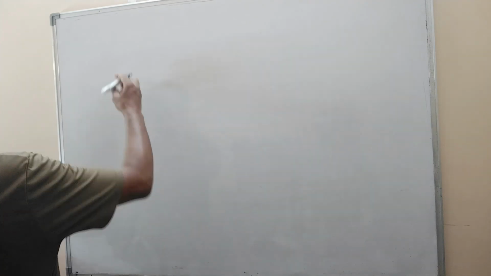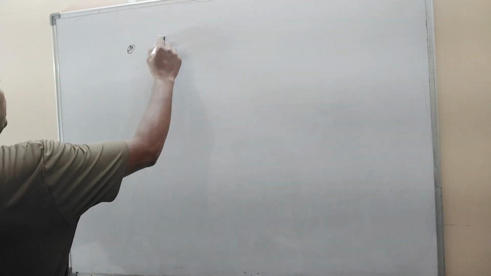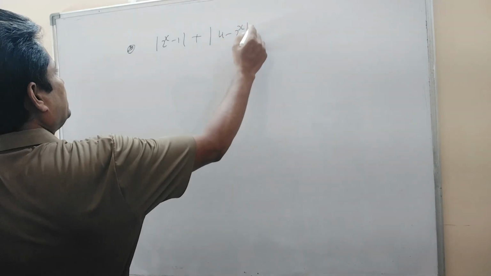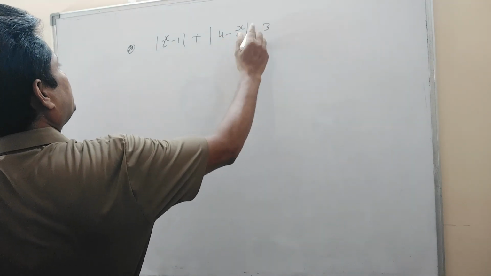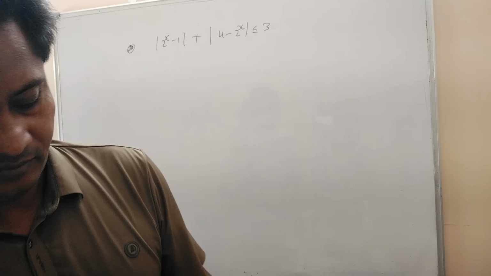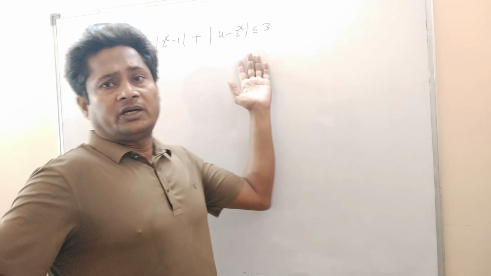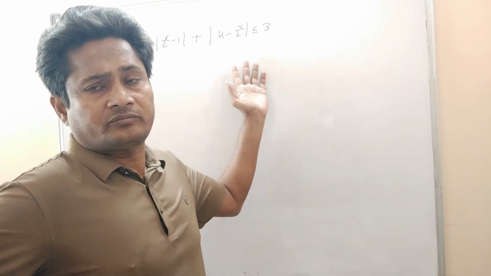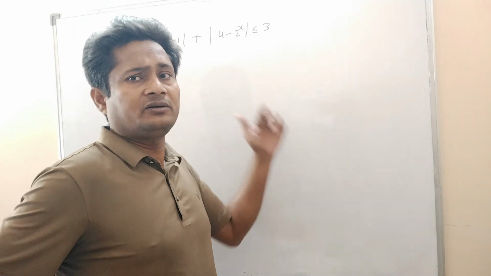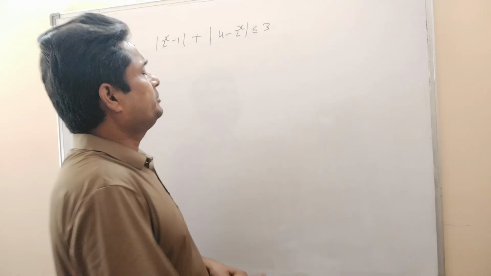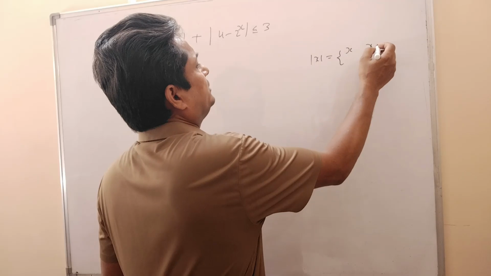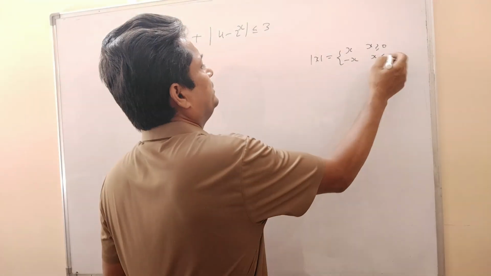Now you can solve this question. Mod of 2 to the power x minus 1 plus mod of 4 minus 2 to the power x, less than or equal to 3. Solve this question by using what? By using basic property. Solve this question and find out your answer. You can use this property. Mod of x is equal to what? x when x greater than or equal to 0, minus x when x less than 0.